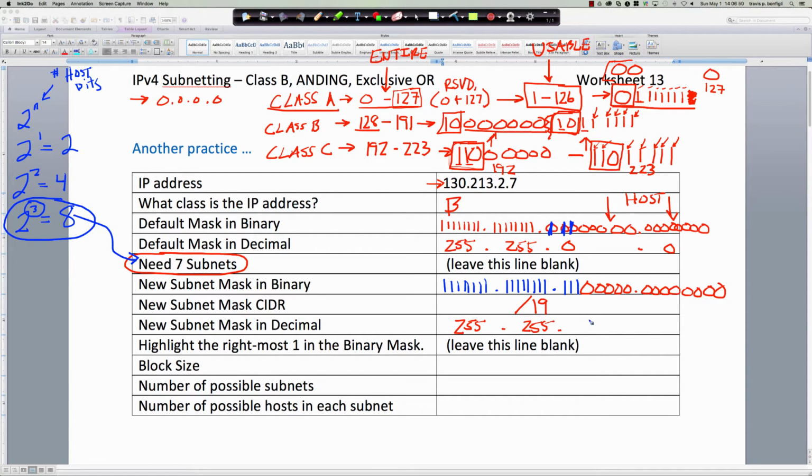Now, the new subnet mask in decimal would be 255 dot, we've got the all ones again, so this is the easy one, 255. But now we've got these 3 subnet bits here. So 128 plus 64 is 192, plus 32 is 224.0. So there is our new subnet mask.